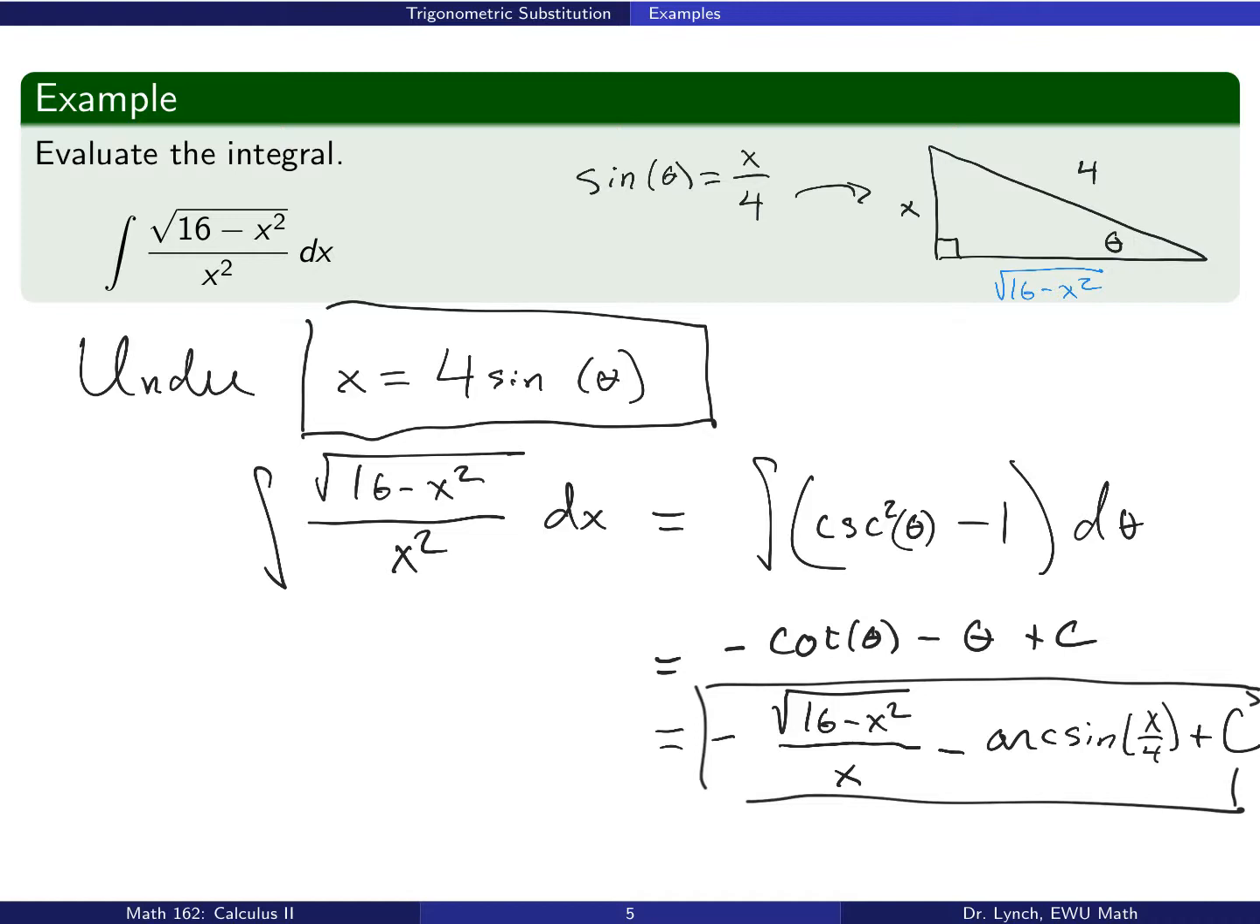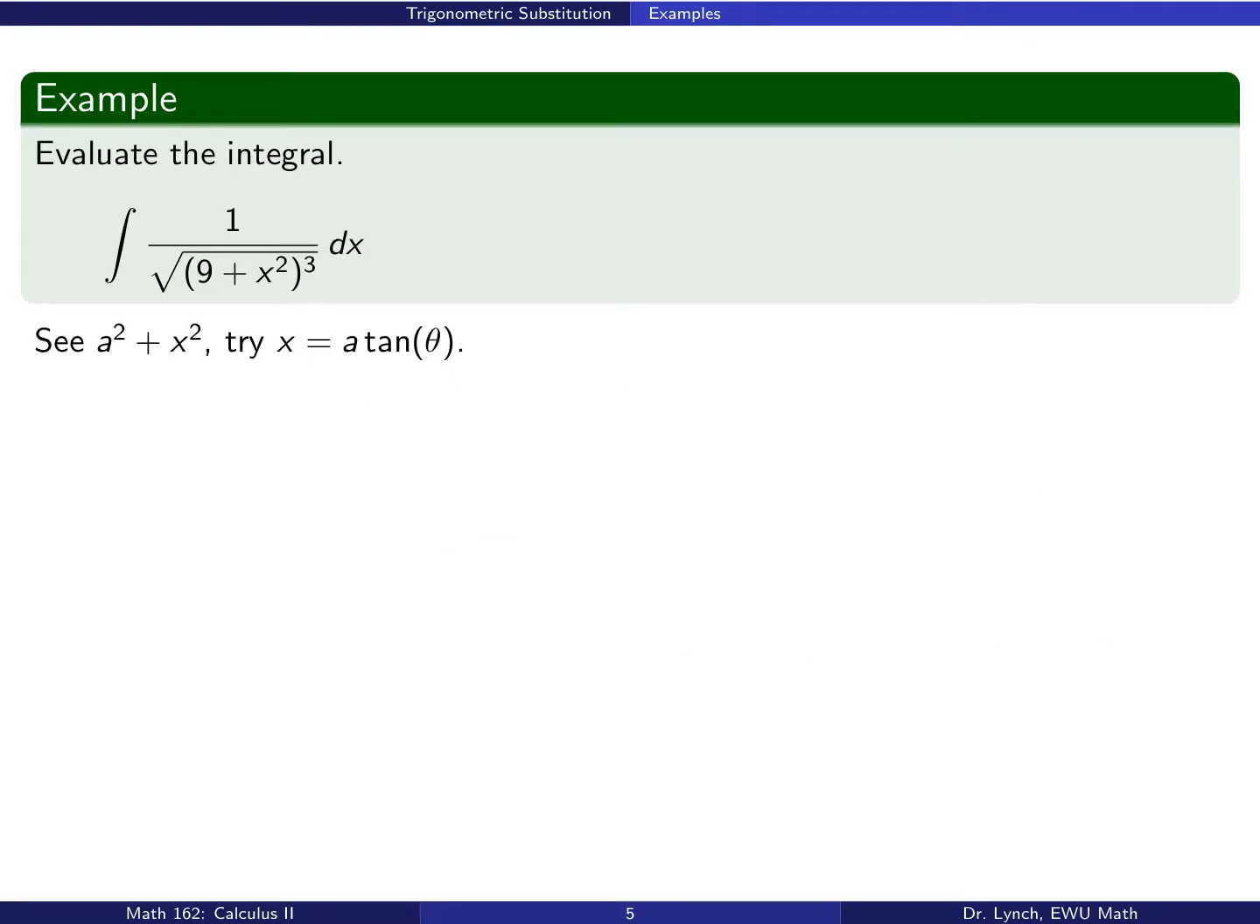Okay, super. Let's do another example. Here's another example. Let's go ahead and have a look at the integral of 1 over the square root of the quantity 9 plus x squared cubed, dx. Okay, again, here we see a sum of squares motivated by our substitution before. We'll try x equals a times the tangent of theta.